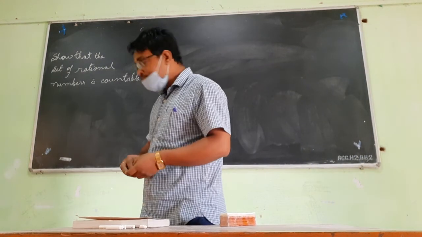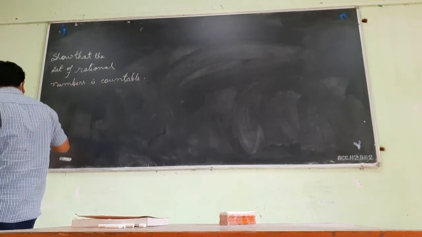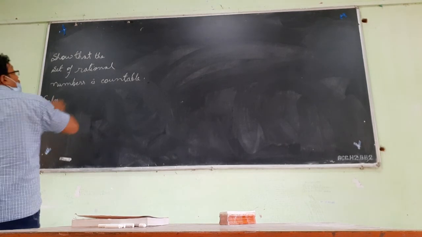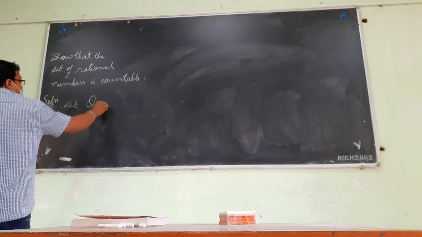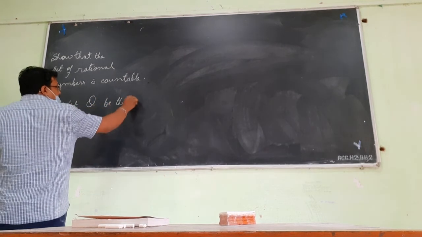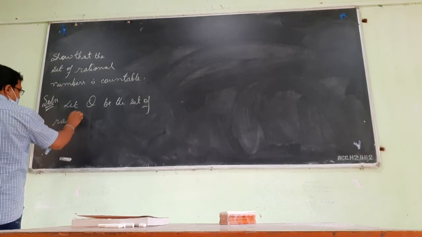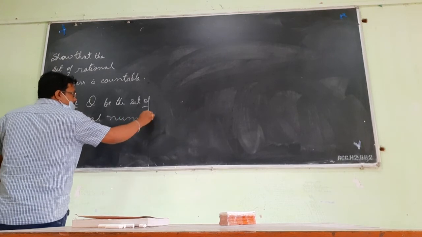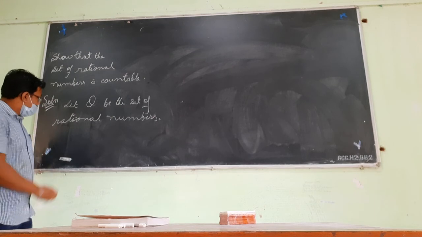So, how to show that the set of rational numbers is countable? Okay, so we will proceed in the same way as we did for N cross N. So let Q be the set of rational numbers.